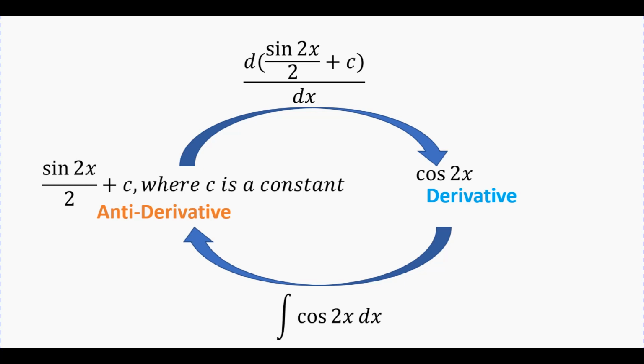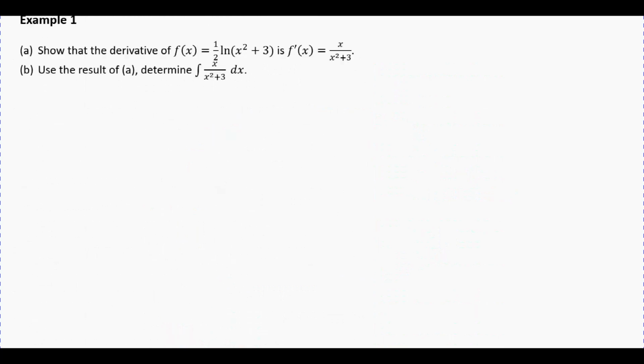But sometimes, if the derivative is very complicated, then it's very hard to do integration. Then we can try to use another approach. We try to use the antiderivative to find the derivative to justify whether a certain answer is correct. It sounds quite complicated, so let's go for our first example.